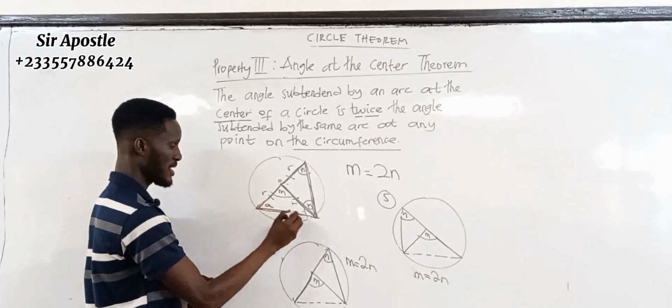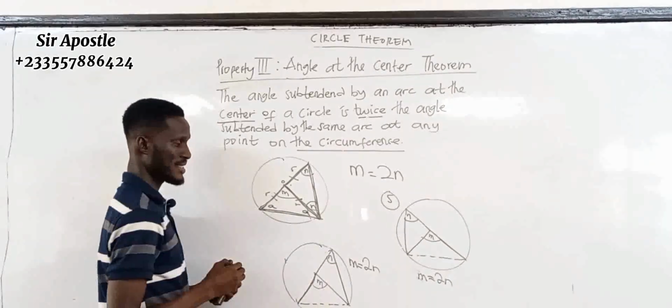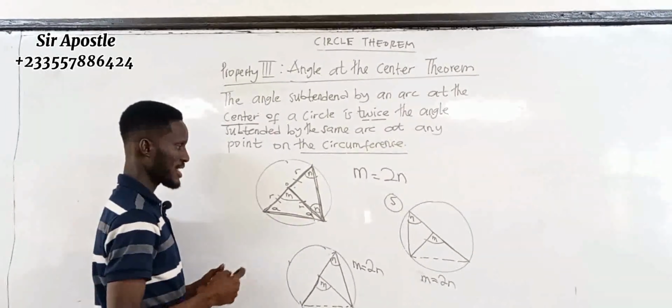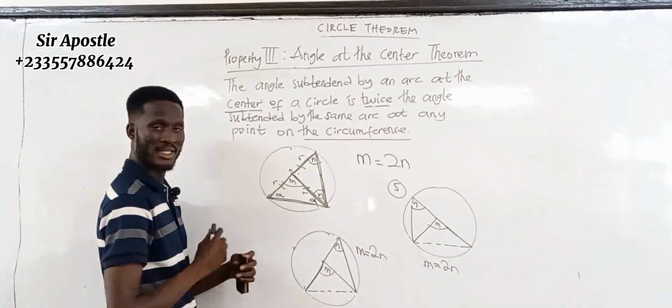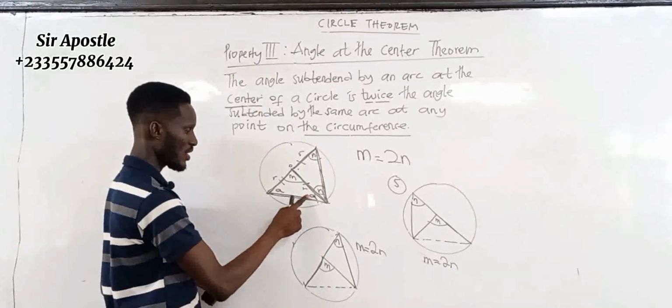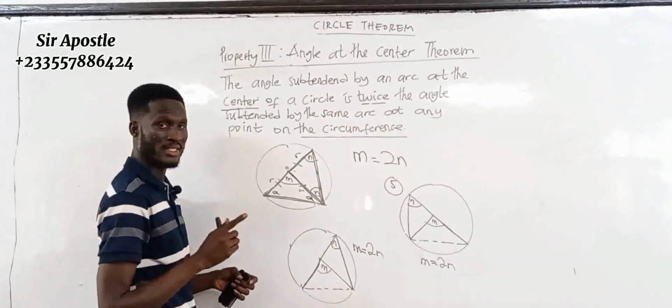So if here is A, then this side will also be what? This side will also be A. So it is very, very simple. So this one plus this one plus this one will give us another 180 degrees.